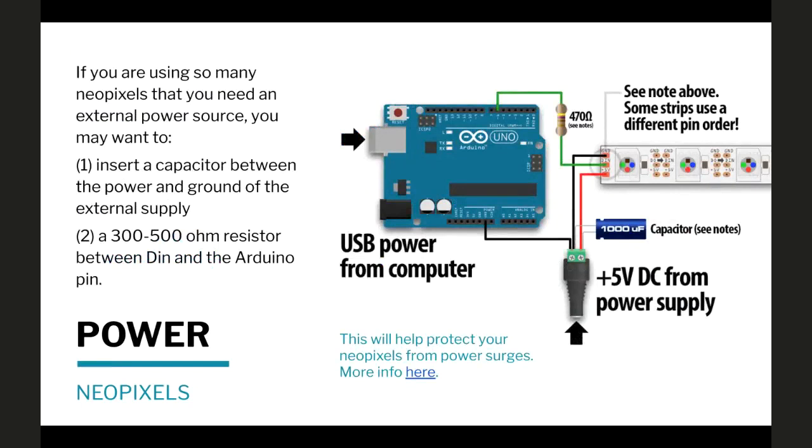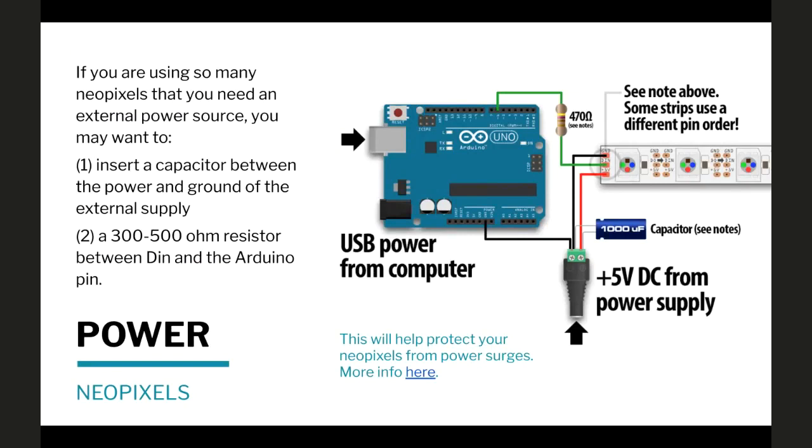So if you are using a lot of NeoPixels, you may need to use an external power source. And this is sort of a theme, from a component perspective or a power perspective, a theme of this particular class: how to use external power sources. Sometimes you may need to power the microcontroller with one power source, but your actuators need so much power that you need a second power source. So this is where we first encounter it.